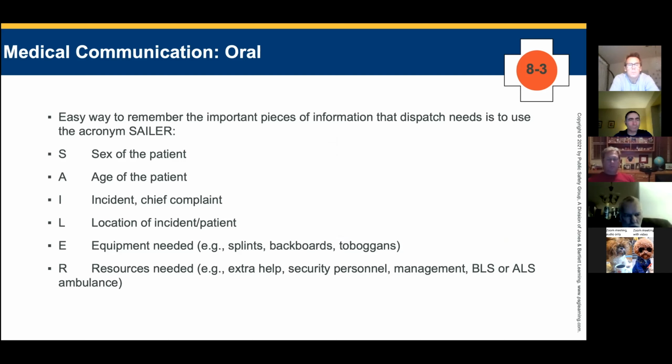So now dispatch is going to send you a toboggan. As you go through your training, you'll learn what's in the toboggan, which is typically splints. Splints are there, blankets are there, and that's about it. So in this case, this is what we're going to need. If we're an injury where we needed a backboard or a trauma pack, we would ask for it.